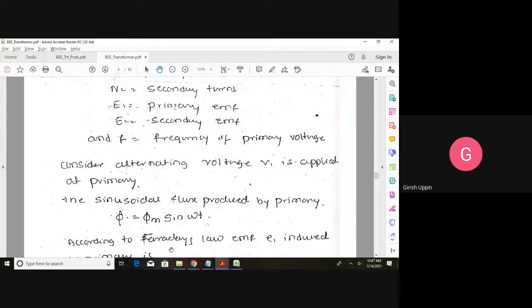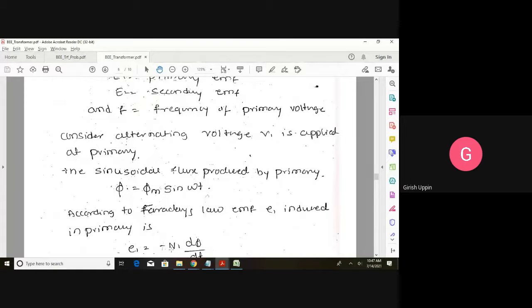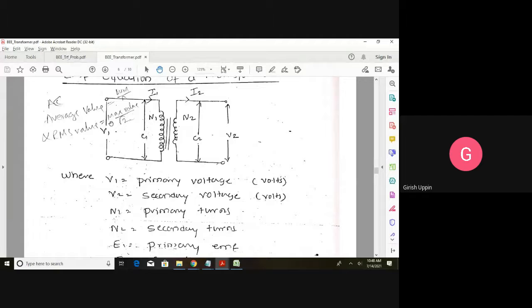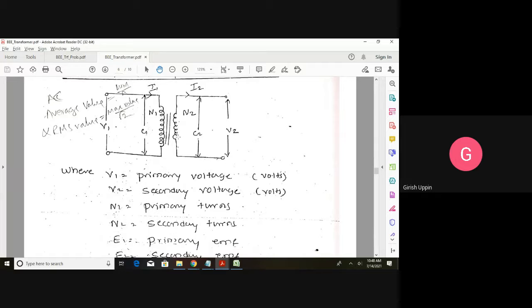Now we will consider that V1 is applied on the primary side. When we apply the primary voltage, what will happen? It will result in a current, right? We already understood the principle of operation. When we apply the voltage on the primary side, it will result in a primary current, that is I1, and once that current I1 starts flowing, it will create a magnetic field. That magnetic field through the core will get linked with the secondary winding.